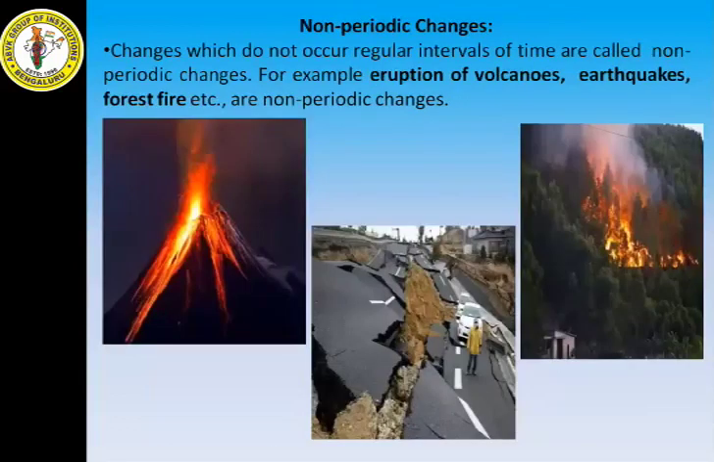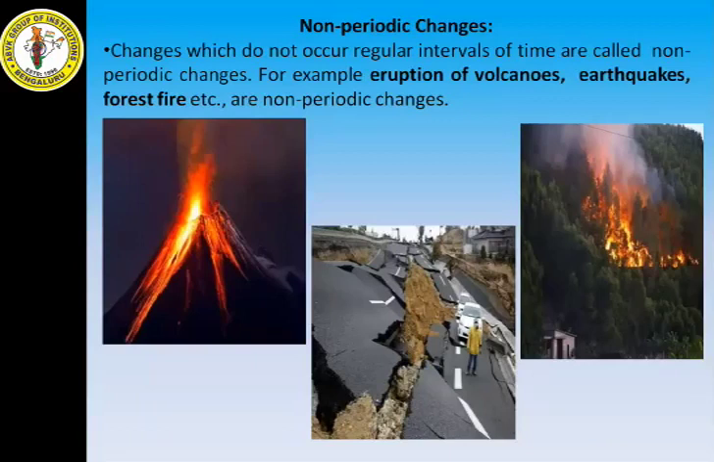So what do you mean by non-periodic changes? The changes which do not occur at regular intervals of time are called non-periodic changes. For example, eruption of volcanoes, earthquakes, forest fires, etc. These are the examples of non-periodic changes.